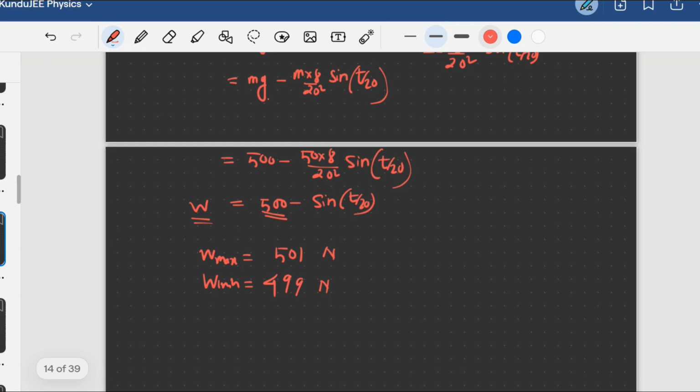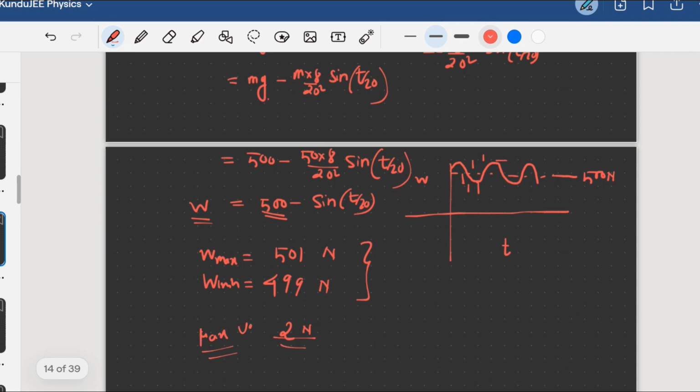So what is the maximum variation of the weight? See, if I plot the weight with time, this is the mean value and the weight is varying like this. So with respect to the mean value, that is the 500 Newton, it is varying on both sides. Upward also it is varying by 1, downward also it is varying by 1. So the maximum variation from the minimum point to the maximum point is 2 Newton. So 501 minus 499, that is 2 Newton is the maximum variation of weight. So our answer is 2.